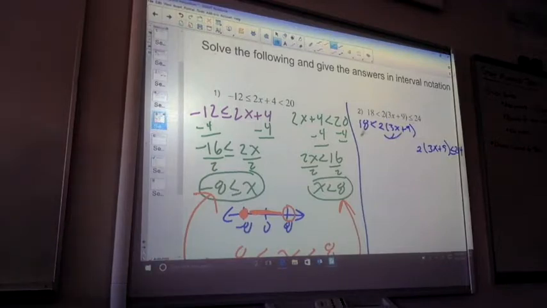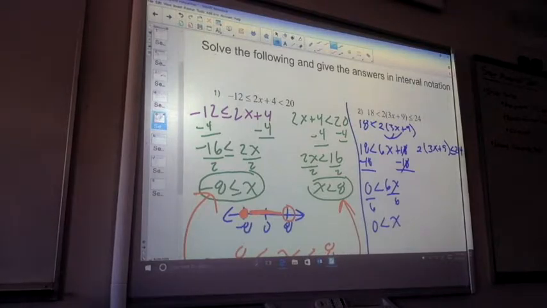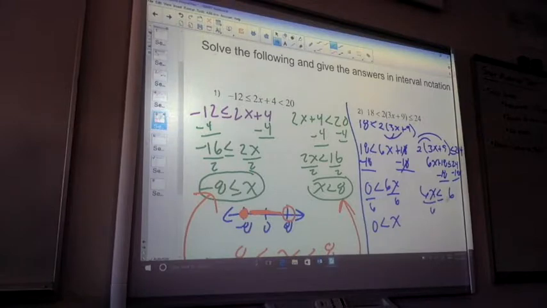Distribute here. And subtract 18. That's my first problem. Second problem, again, distribute over. Subtract 18. Divide by 6.